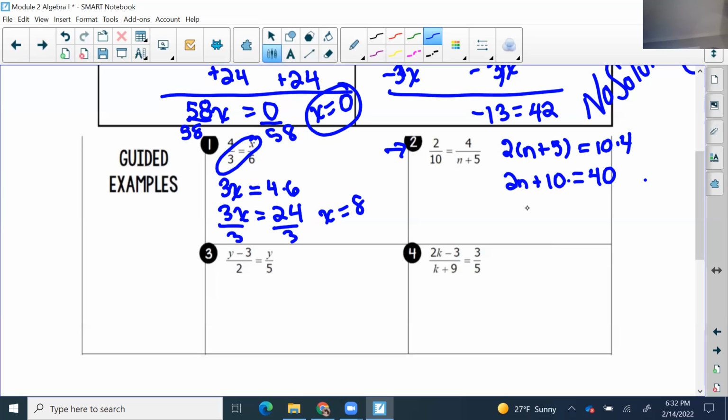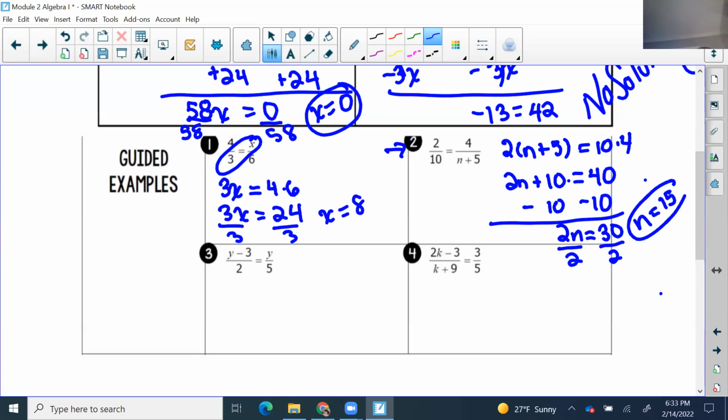And then I just do my subtraction. I subtract 10 from each side of the equation. Remember, whatever I do to one side, I have to do to the other to balance the equations out. And I get 2n is equal to 30. My last step is to divide. And I get n is equal to 15.